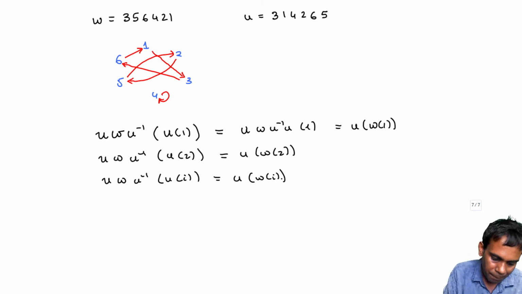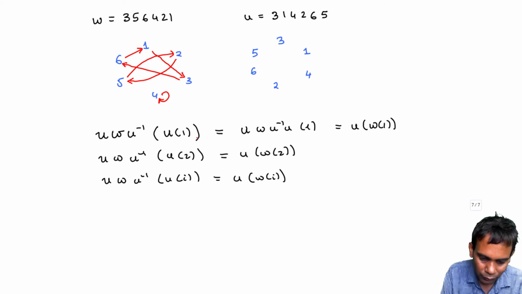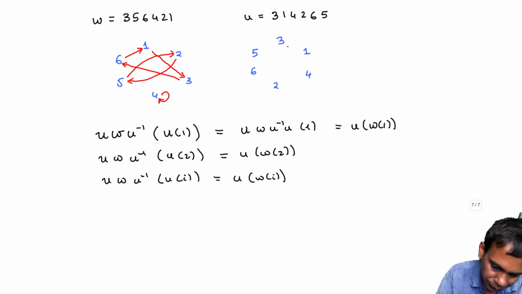So what we see is that U of 1 is 3. I'll just rewrite these things in the same shape. So U of 1 is 3, U of 2 is 1, U of 3 is 4, U of 4 is 2, U of 5 is 6. Then U W U inverse sends U of 1 to U of W of 1. So it sends U of 1, which is 3, to U of W of 1, which is U of 3, which is 4.